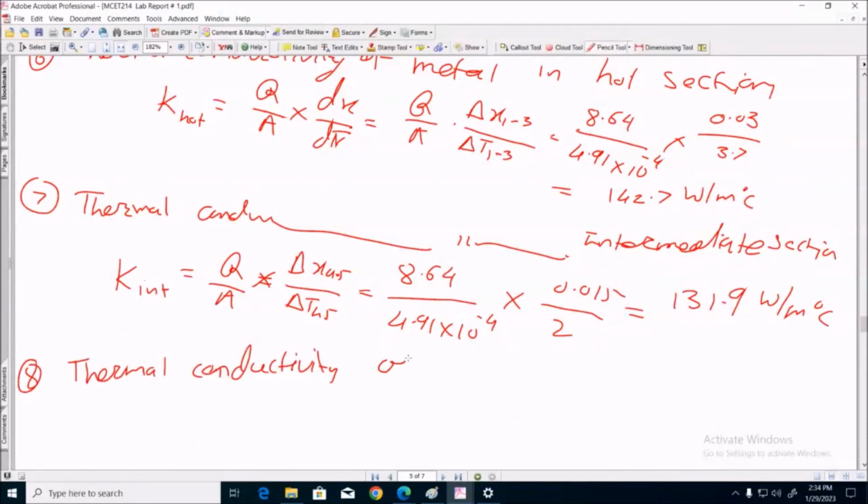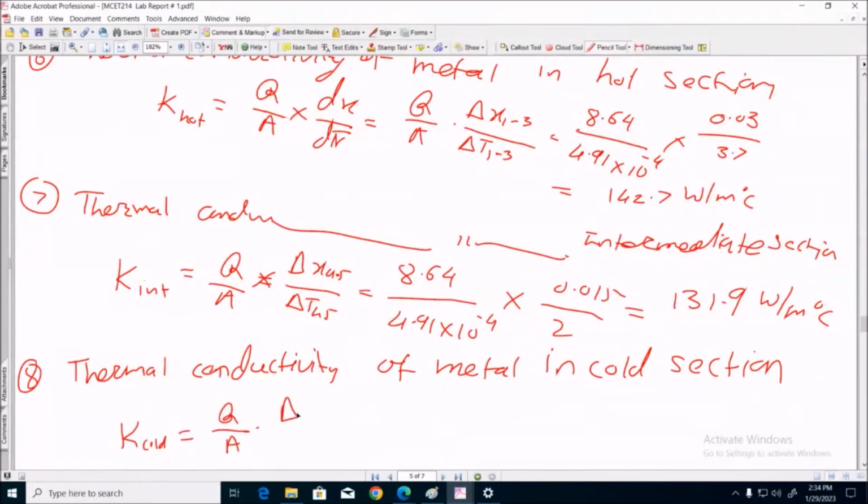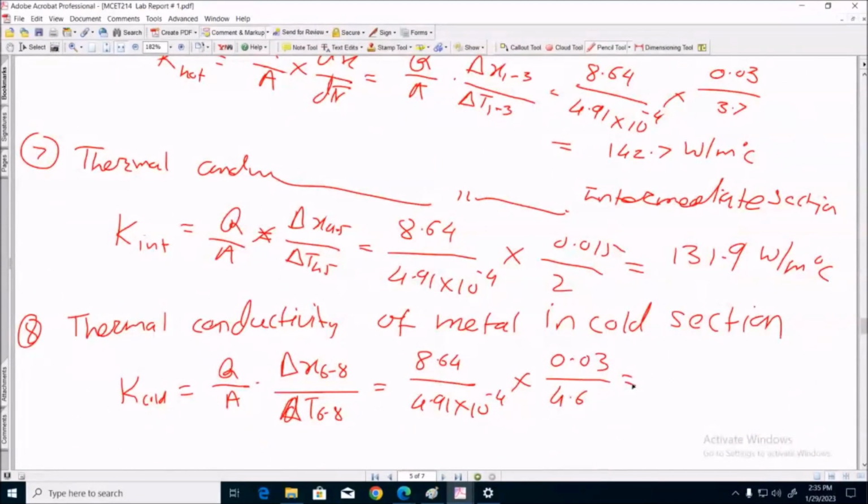Similarly, number 8, thermal conductivity of metal in the cold section, called K cold, is equal to Q by A, delta X 6 to 8. You can choose 6 to 7 also, no problem. Delta T 6 to 8, because I calculated 6 to 8, I will choose 6 to 8. And your answer is 114.7 watt per meter degree centigrade.